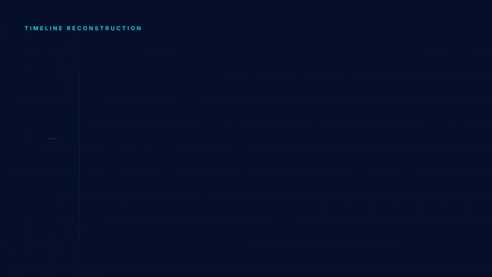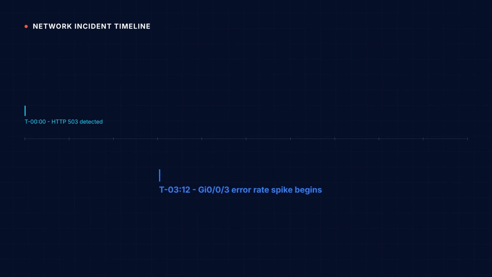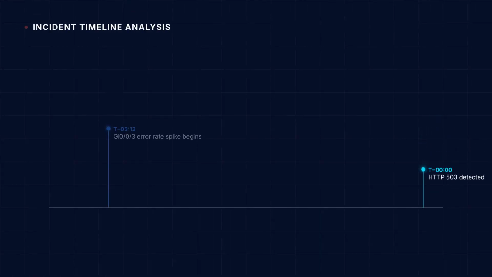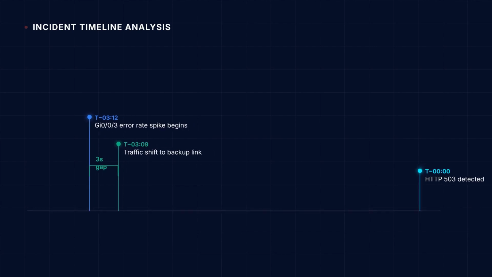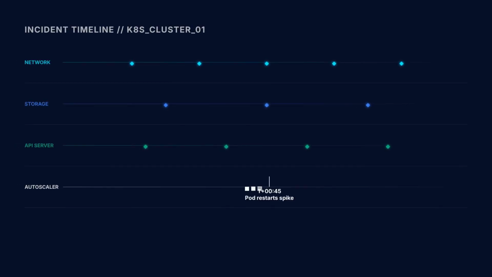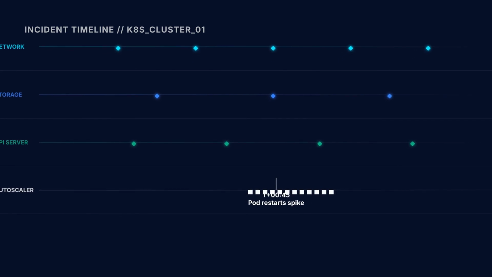Timeline reconstruction is the first step in any data-driven postmortem. Starting from the first alert and working backward, each source contributes. In this incident, network flow data shows a traffic shift to the backup link at T-3 minutes. SNMP interface errors on the upstream router began 3 seconds earlier. The synthetic alert fired at time 0, 3 minutes after the root cause. The Kubernetes autoscaler responded at T+45 seconds, creating a pod restart cascade that compounded the latency.